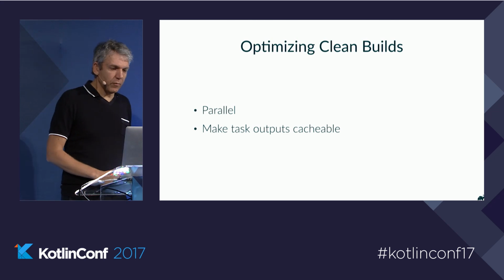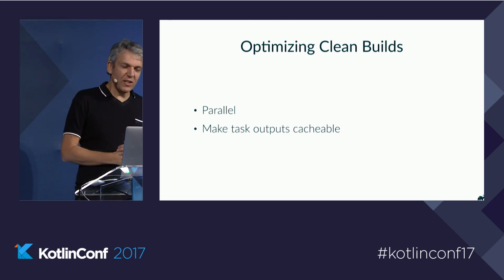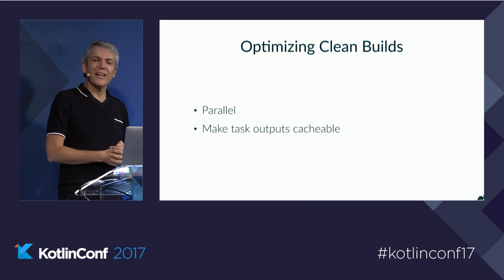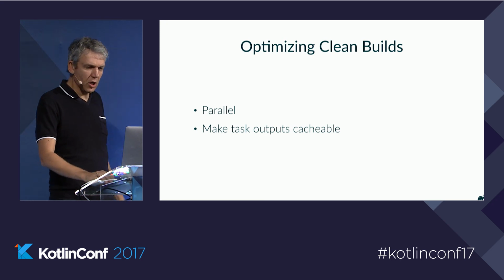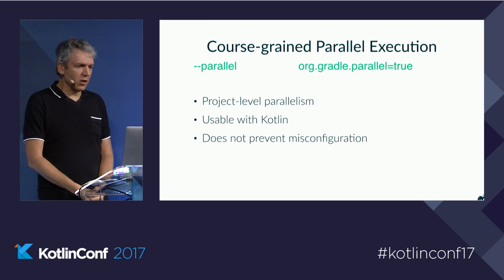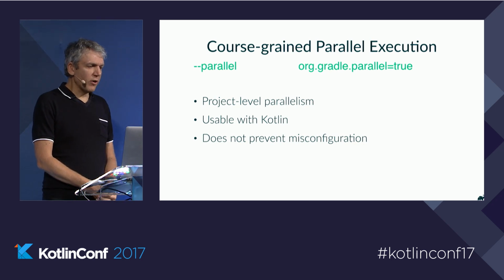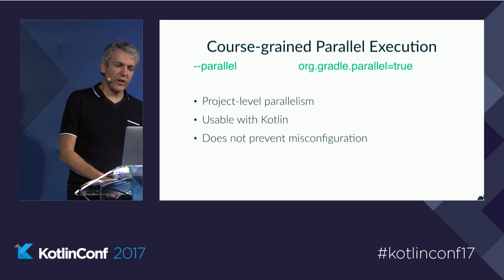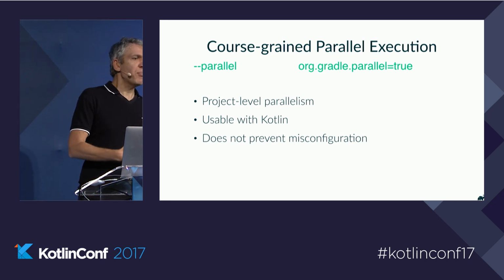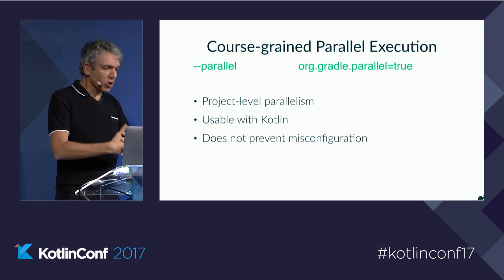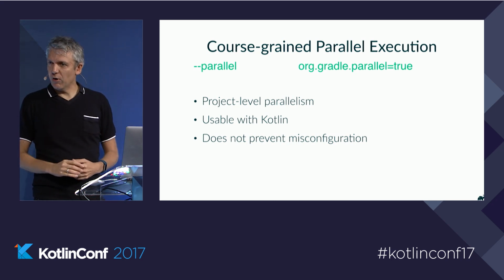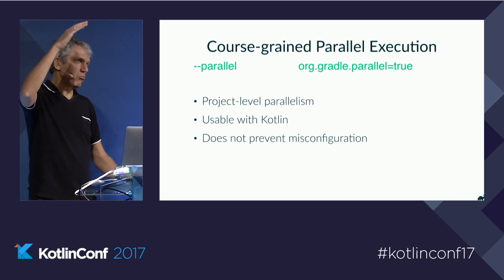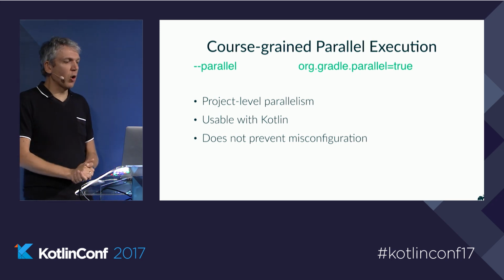So the key features for making clean builds very fast are parallel builds and cacheability. Of course, they also help with incremental builds. The feature available for parallel execution is to run Gradle with --parallel or set the property org.gradle.parallel to true. With that parallelism, you get project-level parallelism. That means when you have multiple sub-projects in Gradle, they are built in parallel. So it's pretty coarse-grained, but it's still very effective if you have a certain number of modules. That works with Kotlin fine.